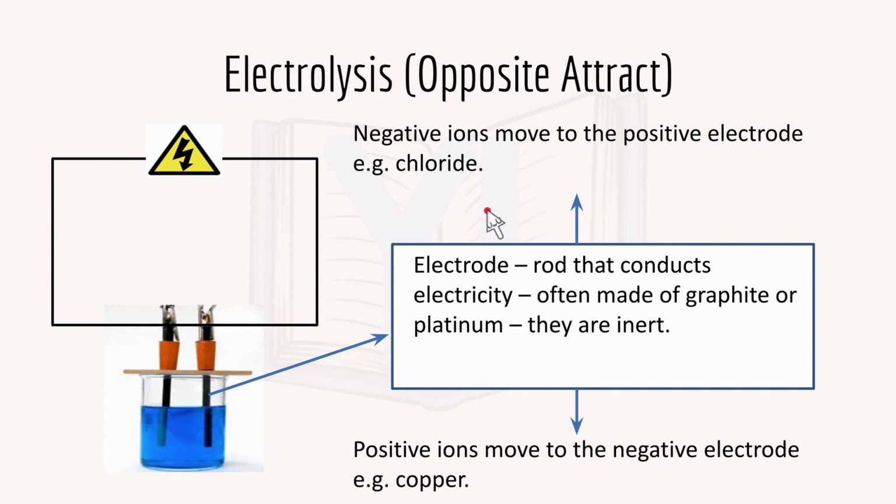And this is more of opposites attract. Negative ions like chloride move to the positive electrode, and electrodes, which are rods that conduct electricity, are often made of graphite or platinum as they are inert, and positive ions move to the negative electrodes, which are copper.